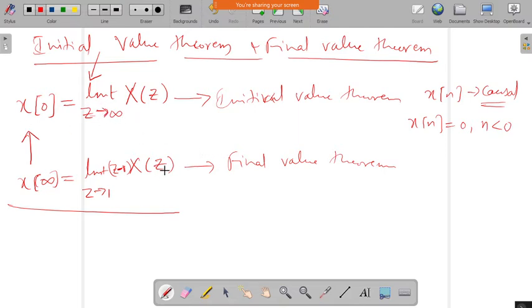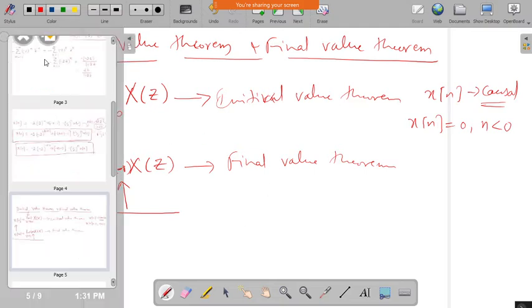And even for the final value theorem, no pole should be outside the unity circle. That is why this z minus 1 factor is coming here. No pole should be outside the unity circle, and also there should not be any higher order poles on the unity circle. That is the meaning here, and we will prove how to get the initial value theorem expression and the final value theorem.